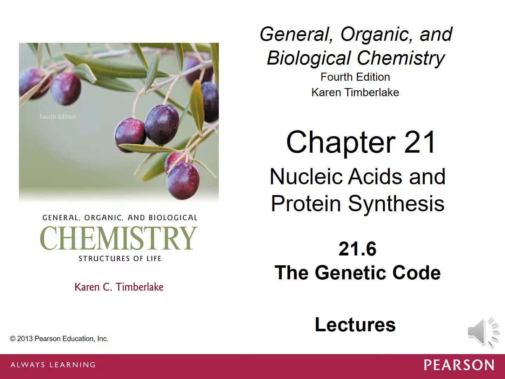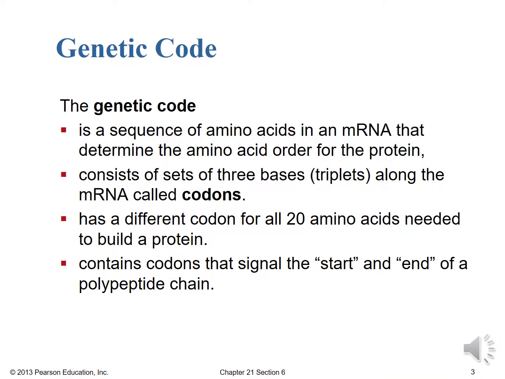So we'll go ahead and see in particular what those messenger RNA portions are looking for in terms of amino acids. All right, so I hope I didn't let the cat out of the bag too soon, but the genetic code is a sequence of bases in a messenger RNA that determines the amino acid order for the protein that is going to be synthesized. It consists of sets of 3 bases, triplets, along the mRNA called codons, and it has a different codon for all 20 amino acids needed to build a protein.